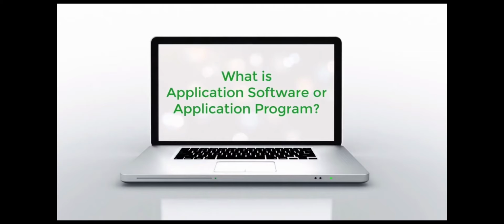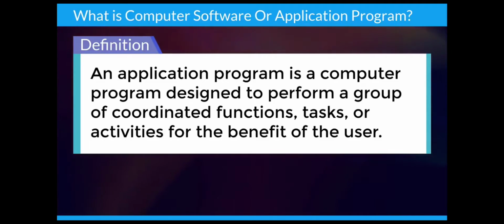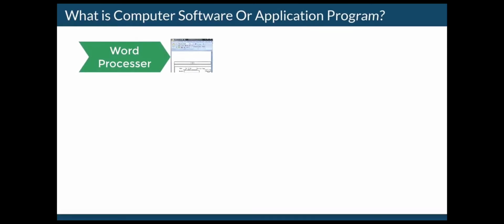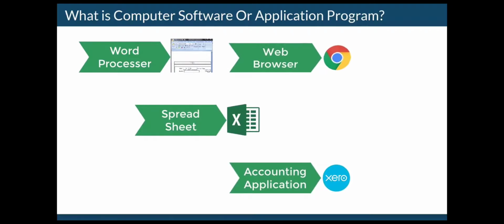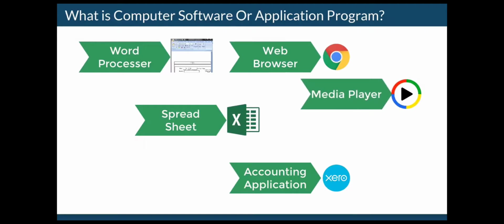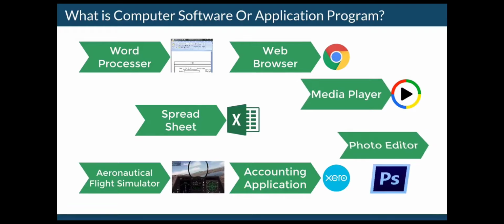What is application software or application program? An application program is a computer program designed to perform a group of coordinated functions, tasks, or activities for the benefit of the user. Examples of an application include a word processor, a spreadsheet, an accounting application, a web browser, a media player, an aeronautical flight simulator, a console game, or a photo editor.